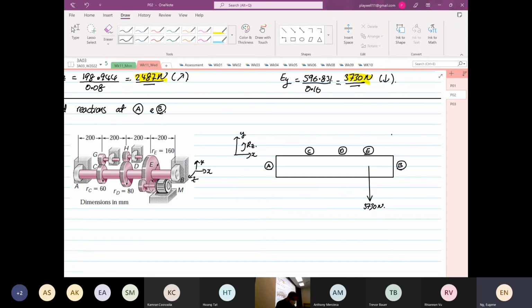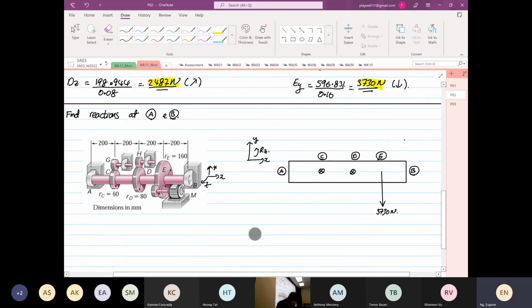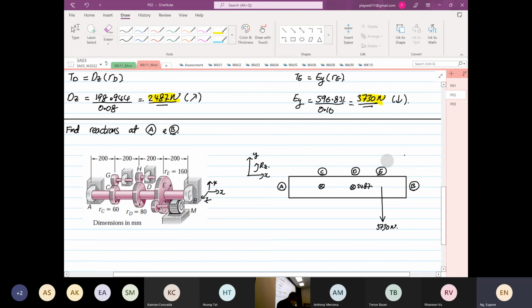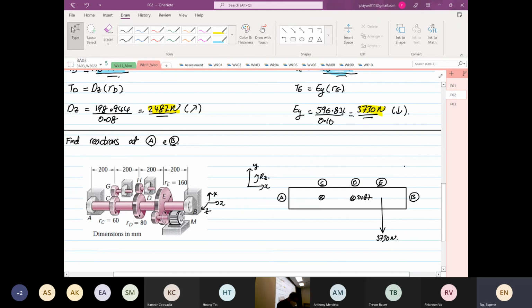And then we have our forces at point C and at point D. Point D is 2487. And at point C is what? 6632. Okay. So apply what I teach you again. Do not analyze the dots and the crosses. Yes or no? It's the same, okay?